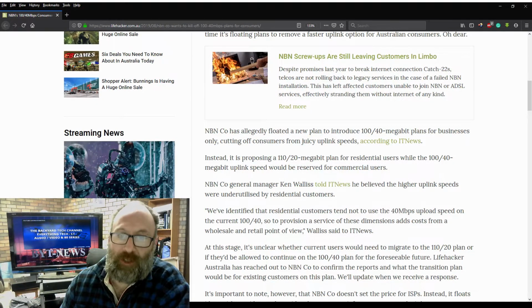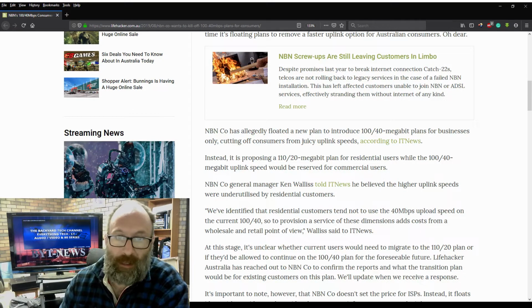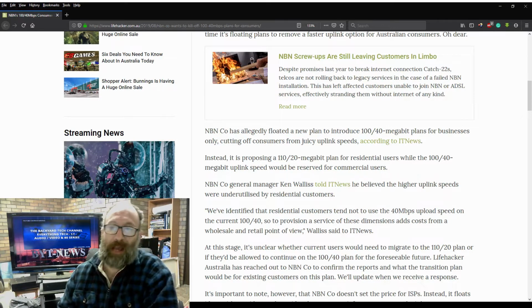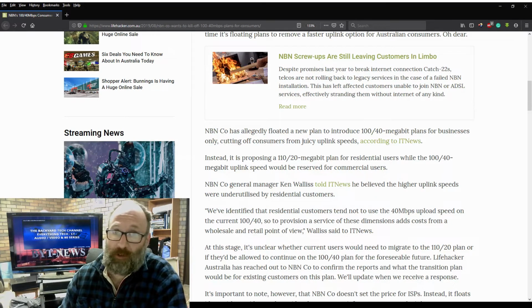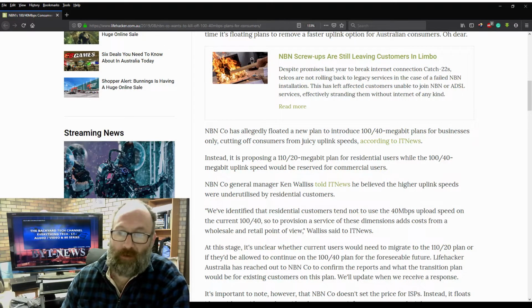NBN Co. has allegedly floated a new plan to introduce 140 megabit plans for businesses only, cutting off consumers from the juicy uplink speeds, according to IT News. Instead, it's proposing a 110/20 megabit plan for residential users, while the 140 megabit uplink speed would be reserved for commercial users.